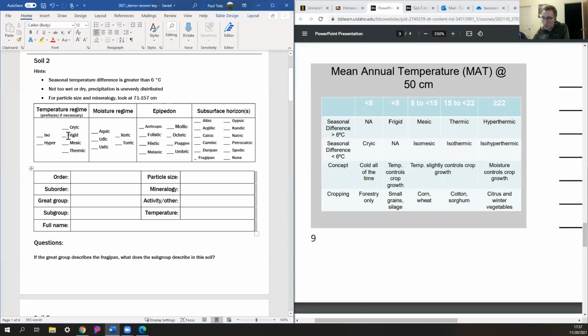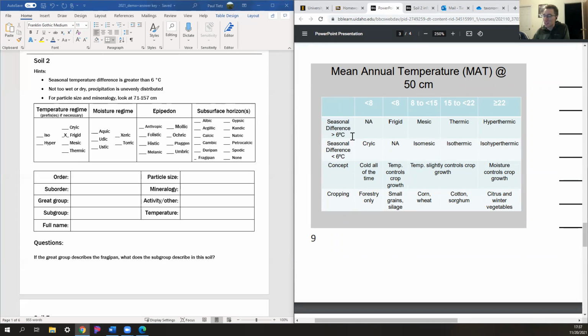Frigid is our temperature regime. So I'm just going to put an X right there and then move on. So, we have cryotic, frigid, mesic, and thermic. And then we also have these iso and hyper prefixes.